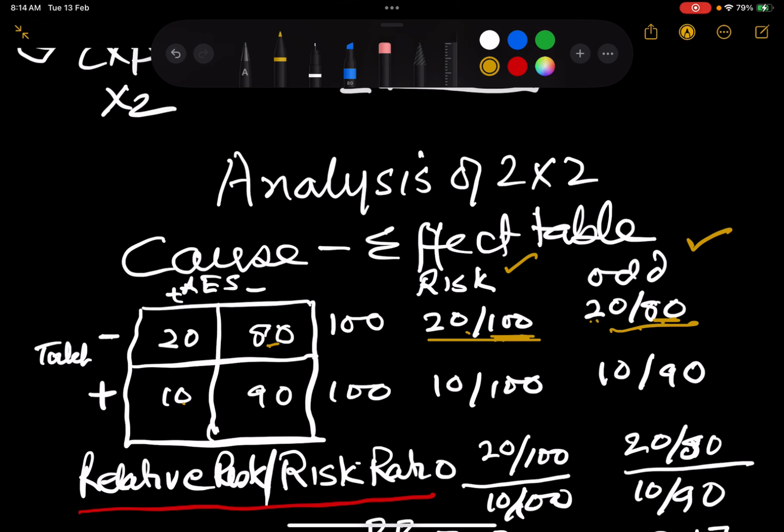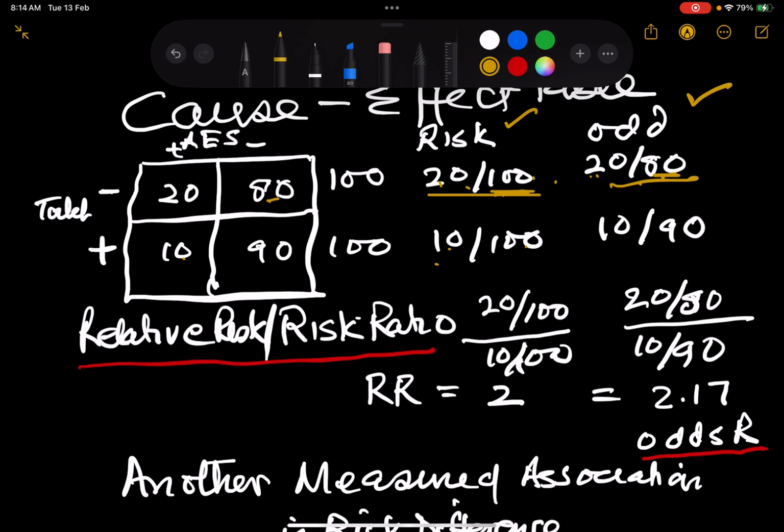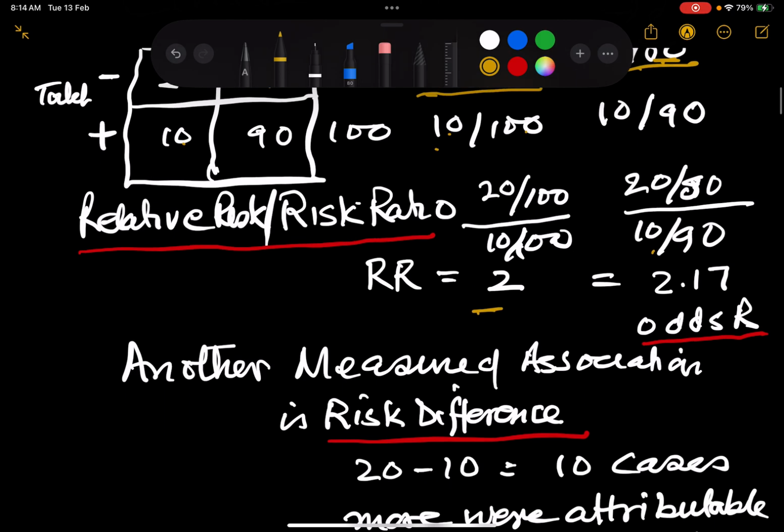And you have the risk in exposed, no toilet using river water, and toilets not using river water, and 10 out of 100 here and 20 out of 100 there developed the disease. So the risk ratio is this upon this, 20 upon 100 divided by 10 upon 100, which will give you 2. And the odds ratio is 20 upon 80 divided by 10 upon 90. Use a calculator and you'll get the value of 2.17.